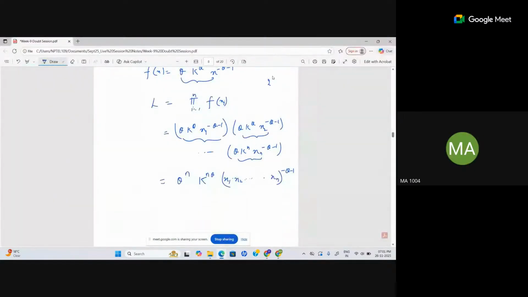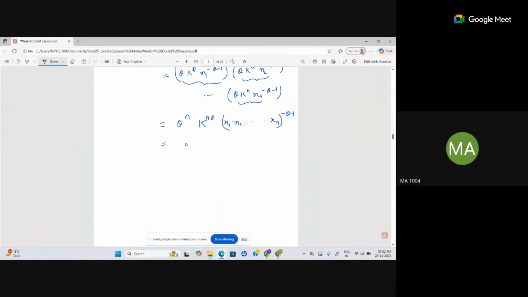Because suppose you have 2 power p and 3 power p, you can write it as 2 into 3 and whole power p. Yes or no? Yes, ma'am. So in this way we can write it. And we just have to apply the log, right? Yes, you can take log. So this is L. Now you can take log of L.